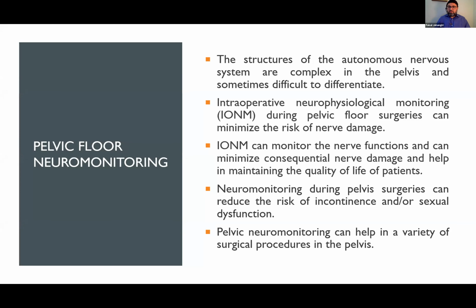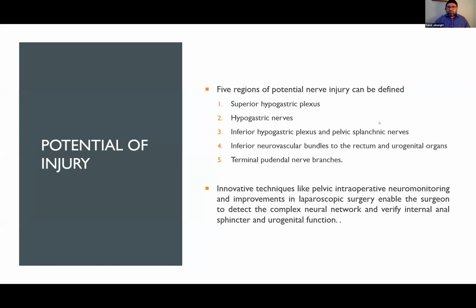So neuromonitoring during pelvic surgeries can reduce the risk of incontinence. It can also reduce sexual dysfunction. Pelvic neuromonitoring can help in a variety of surgical procedures in the pelvis. I'm going to talk about that. So there's a potential of injury.